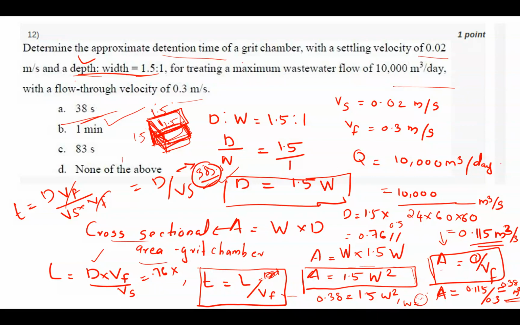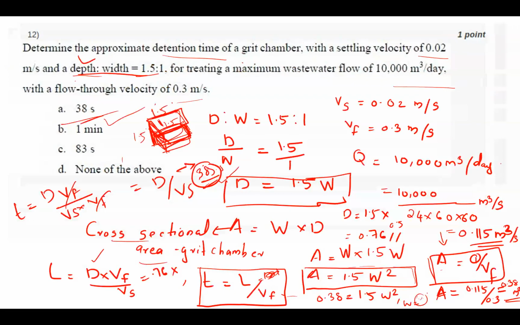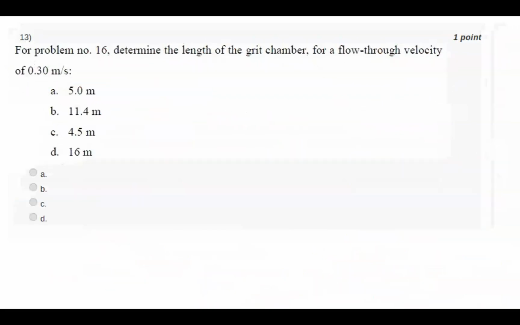Got it now? Okay, then we go for the next question. Here we are not taking the values from the previous question; this is a new fresh question. Determine the appropriate detention time of a grit chamber with a settling velocity of... okay, this is the same question we have. No, this is the next question.